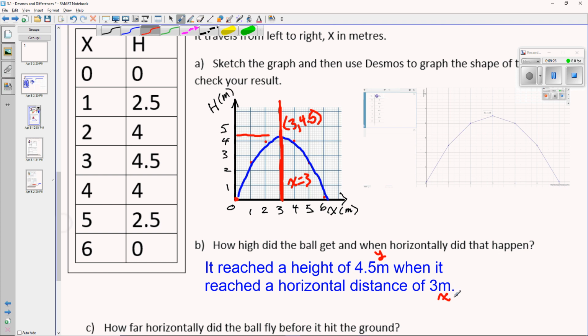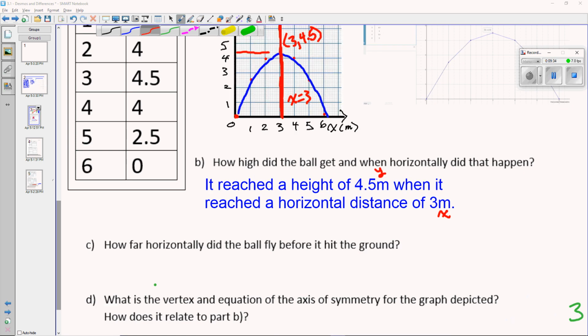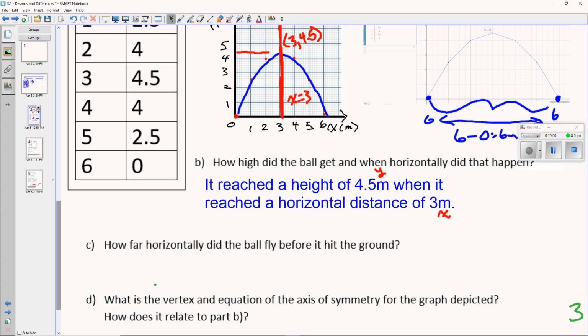Now, let's go and take a look at the next problem here. The next problem asks, how far horizontally did it travel? So, if you look at this other graph here, I got a point here where it hit the ground, and I have another point here where it hit the ground, right? Now, the distance between here and here is, well, this is 6, and this is 0, so the distance between here and here is 6 minus 0, which is just 6 meters. So this is what we would write for our solution. The distance traveled horizontally is 6 minus 0, which is 6 meters.